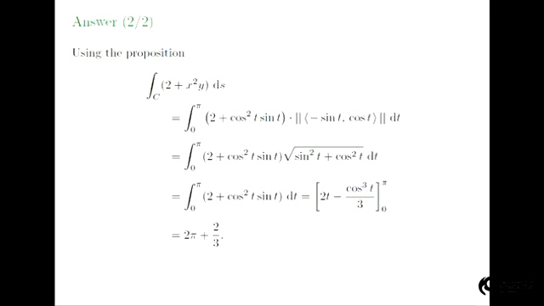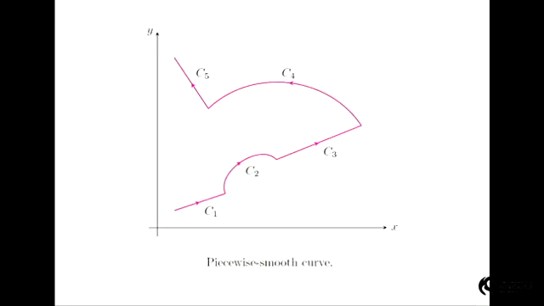Oh, cos of 0 is 1. Yeah, so you get plus a third, 2 thirds. Okay, well, those little details are less important than the setup. Okay, so here's another curve.